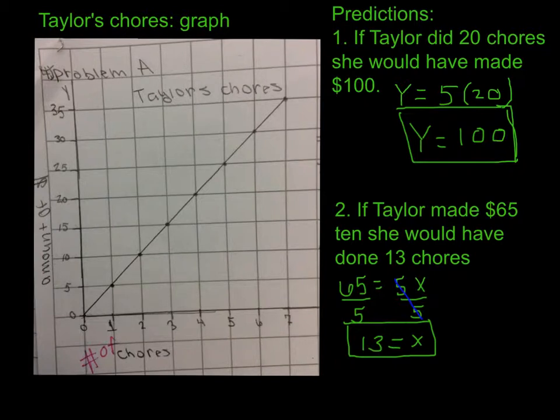And then for my second prediction, if Taylor made $65, then she would have done 13 chores. So what you need to do is have 65 as y, so 65 is equal to 5 times x. To get x alone, you divide by 5 on each side, and then you get 13 is equal to x.